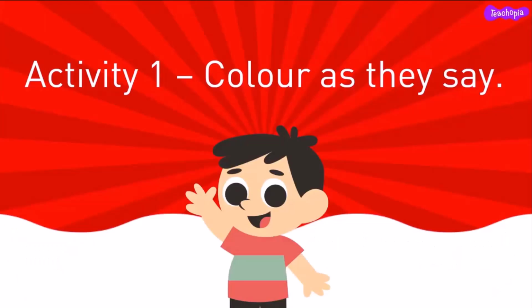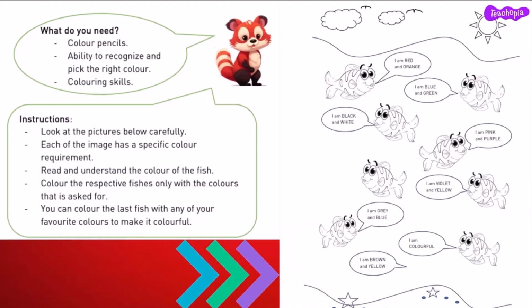Moving on, activity 1, Color, is the first activity. And what do you need? You need color pencils, you need the ability to recognize and pick the right colors, and you need coloring skills. If you see on your activity sheet, you have fishes over here. Now each of these fish is talking about colors. So fish number 1 says, I'm red and orange. So the students are going to pick up their colors, red and orange, and color the fish in red and orange.